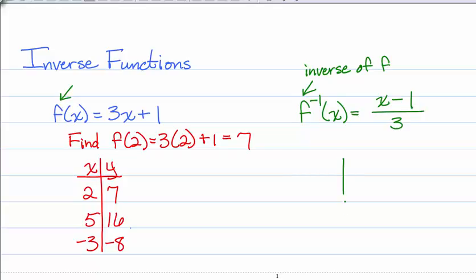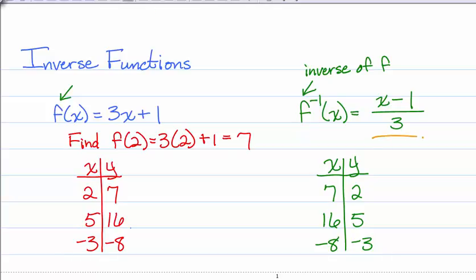And if you notice, if you make an xy table and plug in the 7 and the 16 and the negative 8, you're going to get out a 2, a 5, and a negative 3. So f inverse reverses the process that f does. They go together. There's only one inverse of f, and this is it right here. If you look at the xy tables, you can see that they're swapped. The x column and the y column swap.